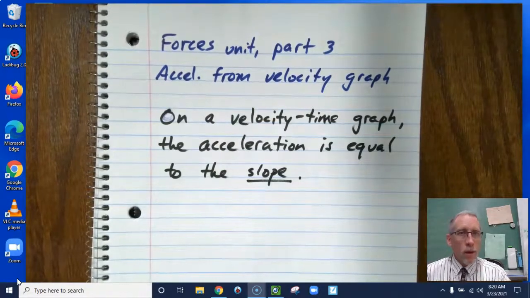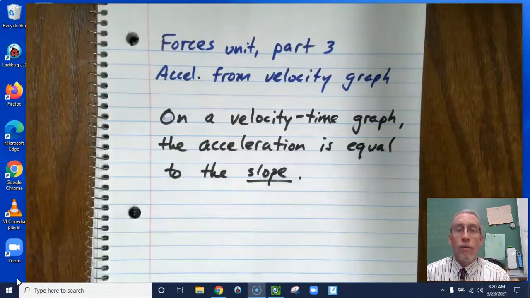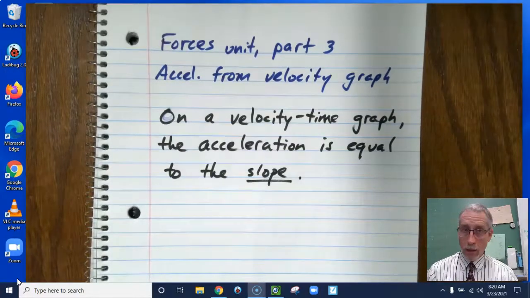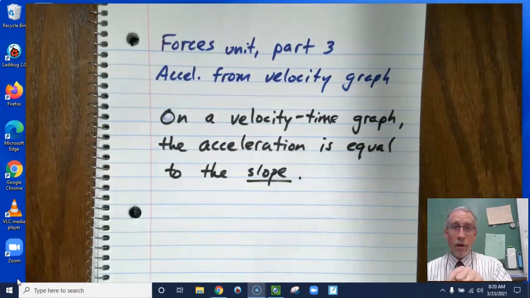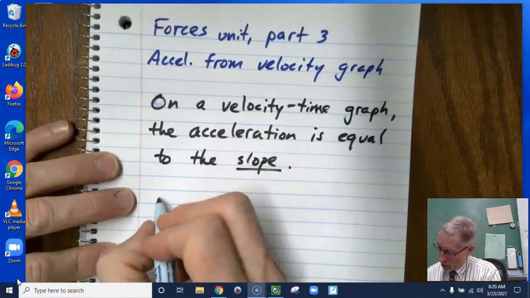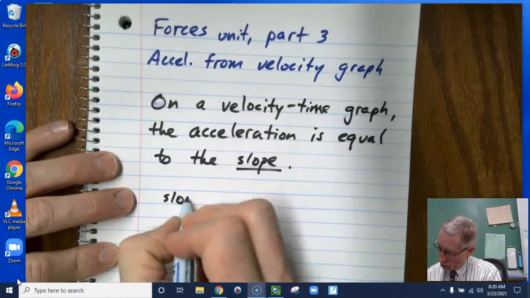So think about now what we've seen. There are two different kinds of motion graphs, a position graph and a velocity graph. And each one has a slope, but they mean different things. On the position graph, the slope meant velocity. But on a velocity graph, the slope means acceleration. Okay?